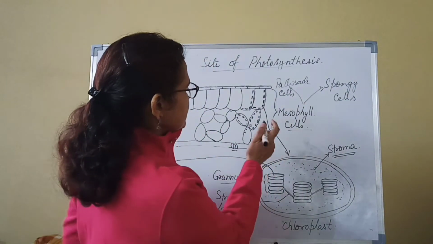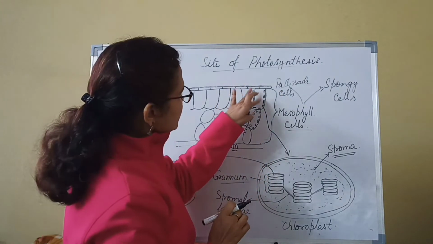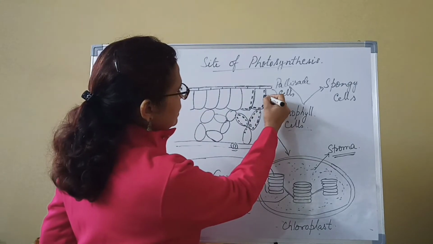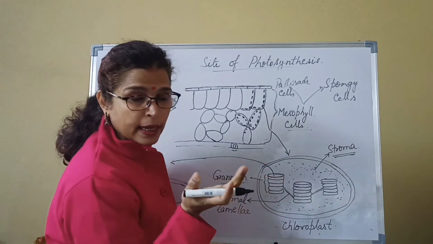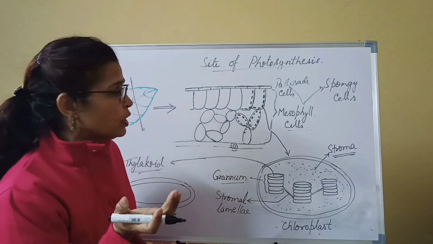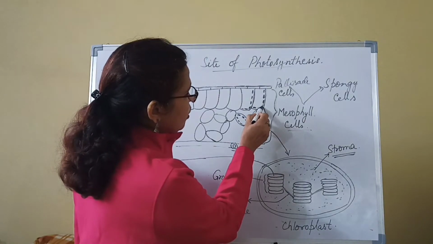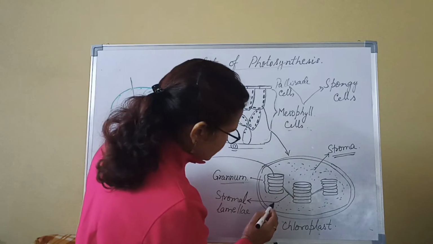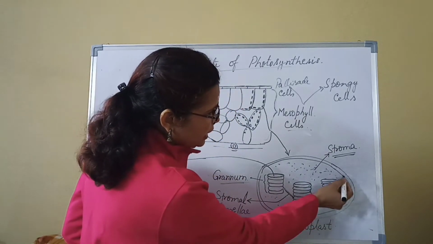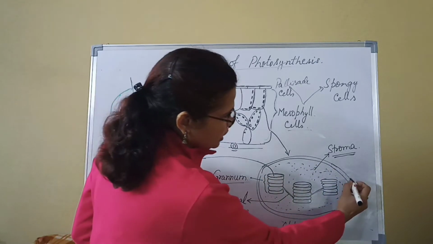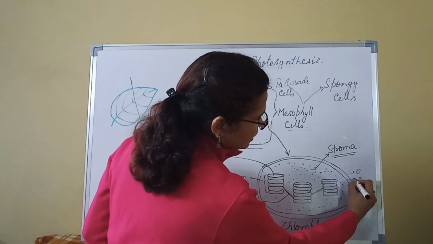In these mesophyll cells, the chloroplast organelles are arranged along their walls. These are the chloroplasts, which are arranged along their walls so that they can absorb the maximum amount of solar energy. So if we see one organelle of the chloroplast, we can see this type of structure. This chloroplast is a double layered membranous structure. This is the outer membrane and this is the inner membrane.